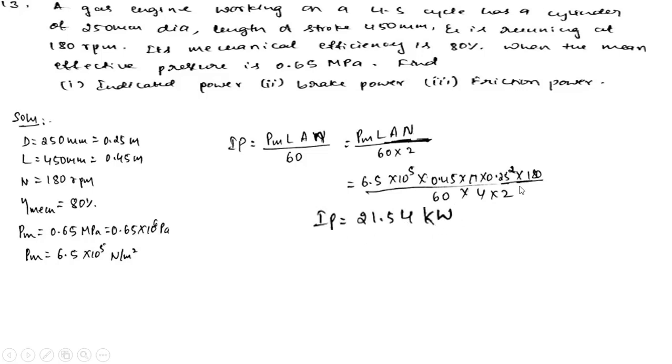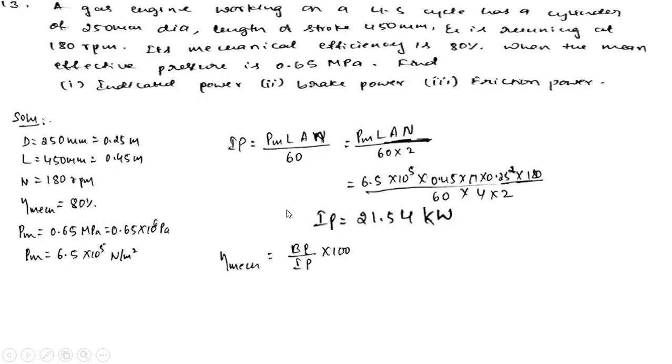We got a larger value. Again, that has to be divided by 1000 to express it in terms of kilowatt. So 21.54 kilowatt. Next, once you have got that IP, since mechanical efficiency is given, instead of going directly for the calculation of BP using the formula BP equal to 2 pi NT by 60, to calculate the torque we don't have any value regarding load and radius.